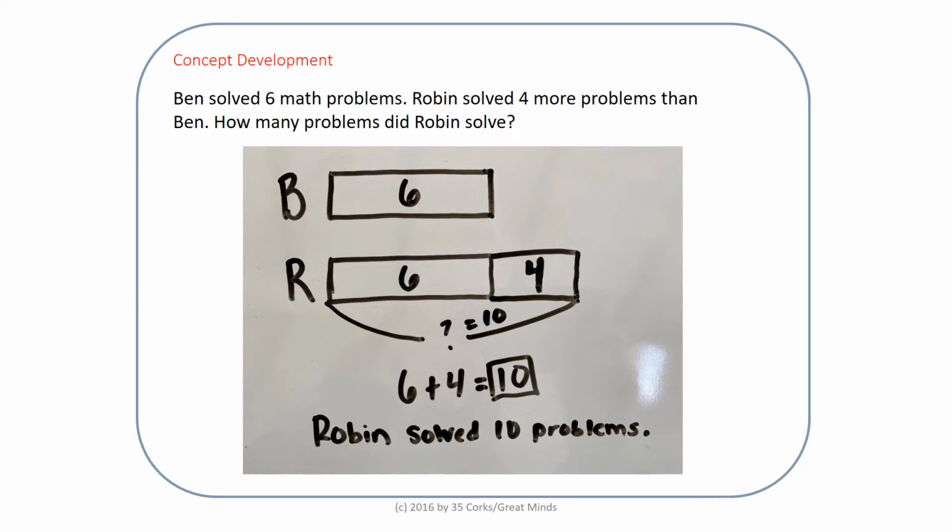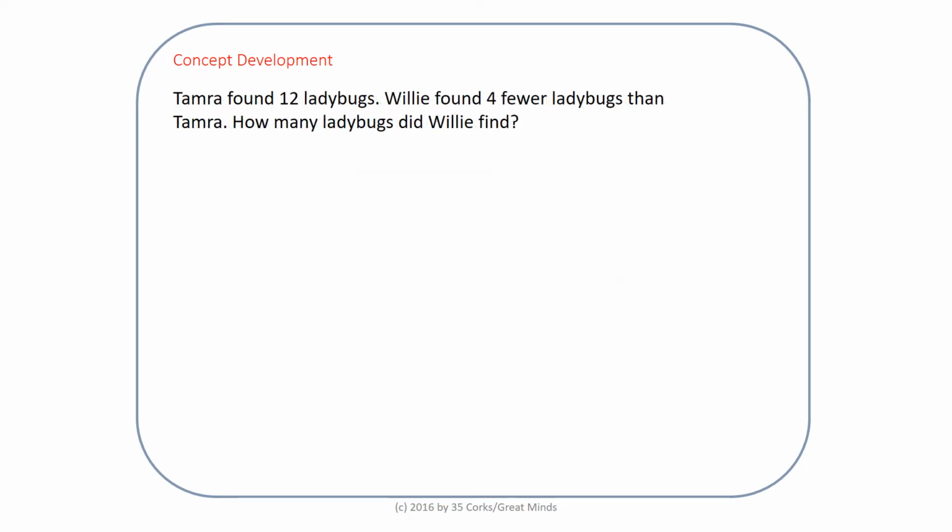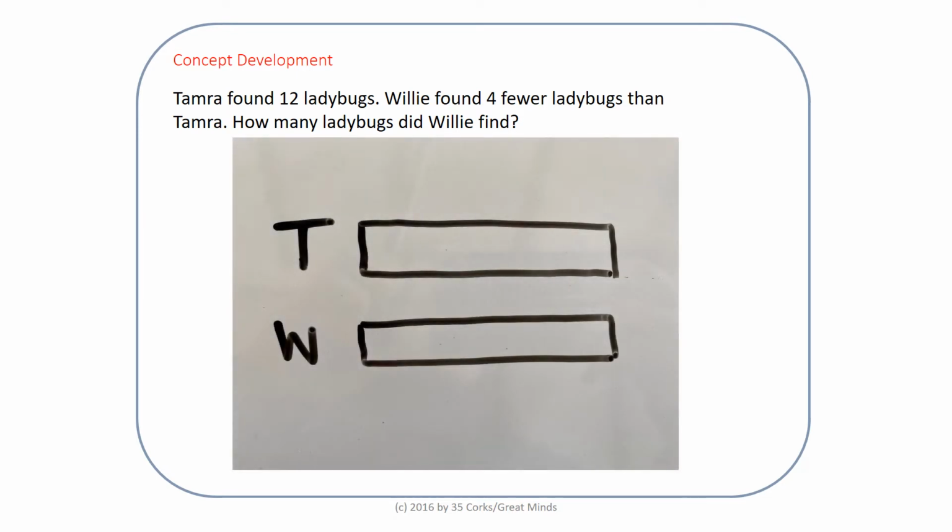We're gonna do another one. Tamara found 12 ladybugs. Willie found 4 fewer ladybugs than Tamara. How many ladybugs did Willie find? Who are the children in this story problem? Tamara and Willie are the children in this story problem.